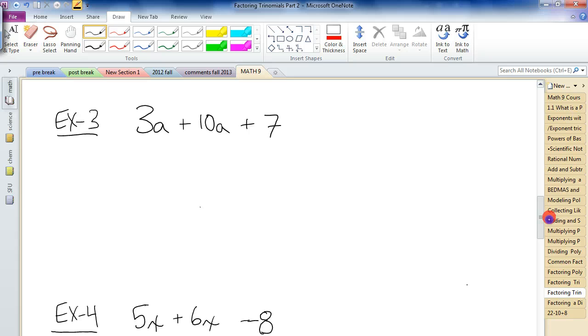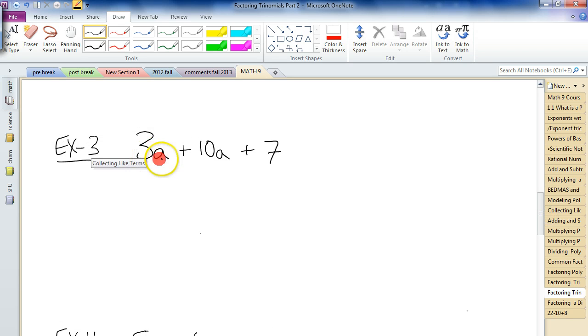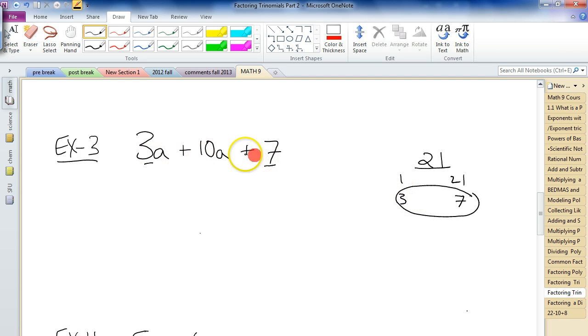Alright, how about this here? 3a squared plus 10a plus 7. Again, multiply the first and the last term together, gives you 21. Let's look at our combinations: 1 and 21, 3 and 7. That's it. Which combination works? That one does. So we rewrite this. Instead of 10a, we're going to rewrite it as 3a plus 7a.